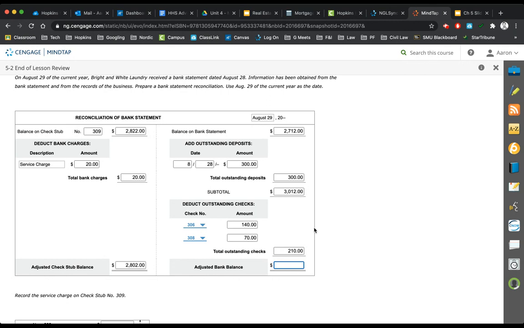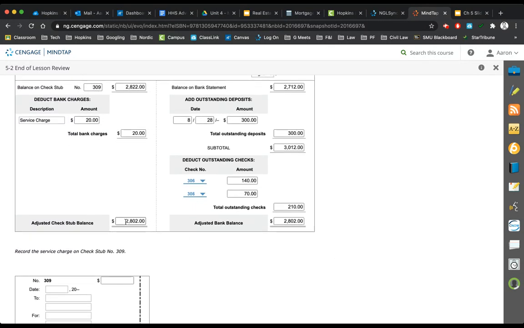And then the adjusted balance, we take 3,012 minus that 210 because this is our amount. So our deposits increase the bank balance, and then now our outstanding checks are going to decrease it. So 3,012 minus 210 gives us $2,802. Last step is just compare the balances.